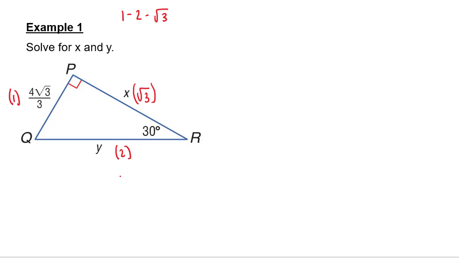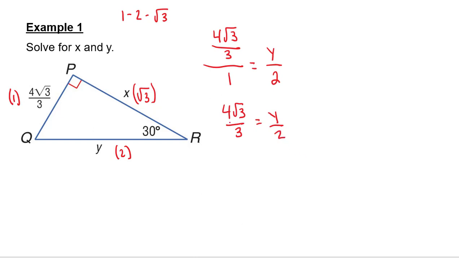So set up your proportions. So for 4 root 3 over 3 all over 1, side opposite the 30-degree angle, side opposite a 30-degree angle, is as easy as, and then I'm going to do this triangle y over 2. So really, I have 4 root 3 over 3 is equal to y over 2. To solve for y, I multiply by 2.